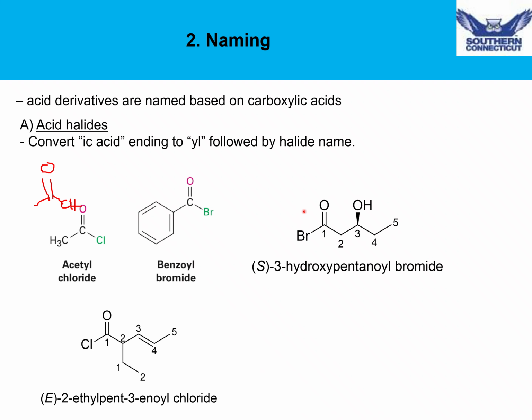This next example has 1, 2, 3, 4, and 5 carbons. It is an acid bromide, so this is named as pentanoyl bromide. If we had an OH here instead, it would be named as pentanoic acid. So we drop the -ic acid ending and replace it with -yl bromide. We also have a substituent on carbon 3, a hydroxy substituent. So that is added in front of the name: 3-hydroxypentanoyl bromide.